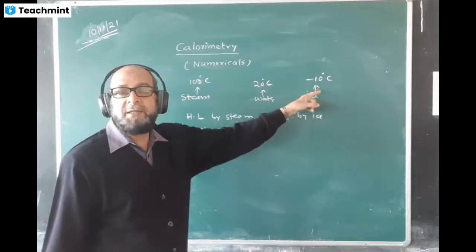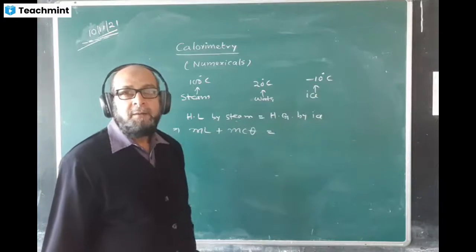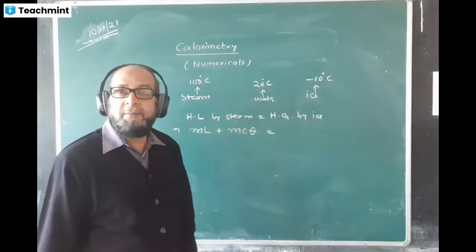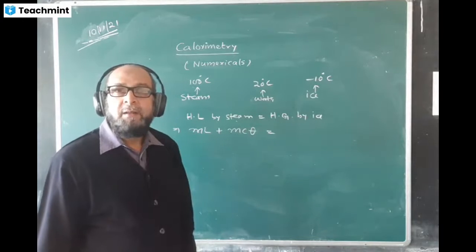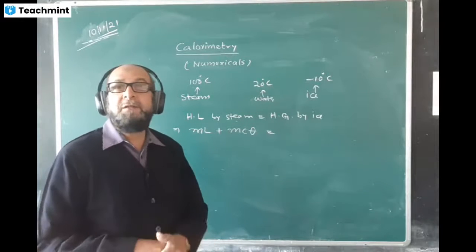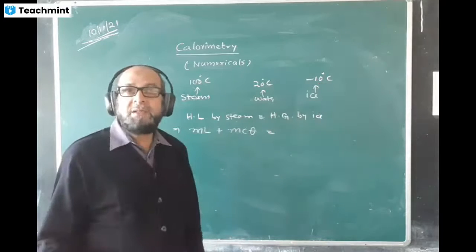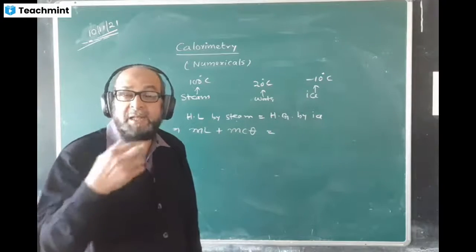Tell me, what should I write here? This side? ML plus MC. Not ML. The ice temperature is minus 10 given. Will ML take place here? M1 C1 theta 1. First you have to change the temperature from minus 10 to 0 degrees. You have to bring the ice to 0 degrees so that it starts melting.